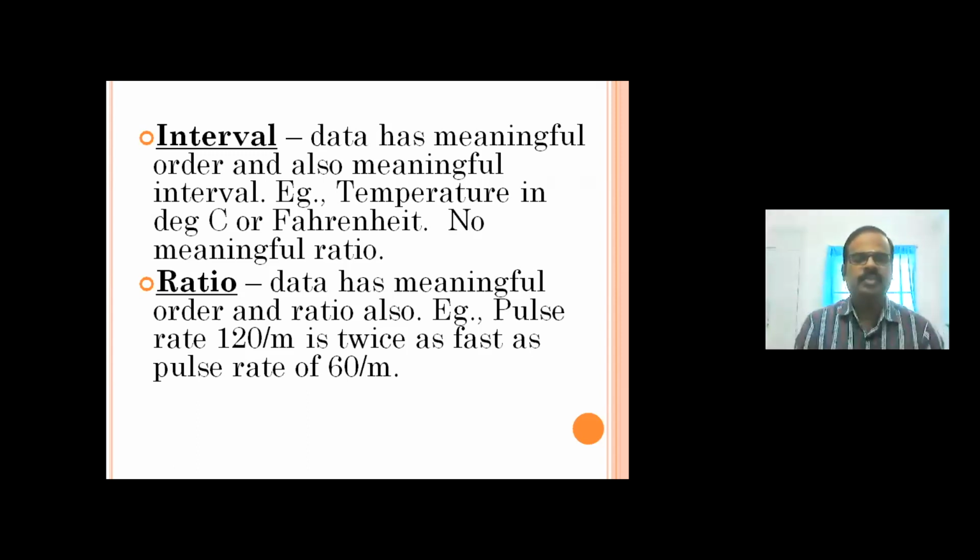But you cannot find a ratio. That is what we call interval. But when that happens, that is called ratio. So where data has a meaningful order and also a ratio, that is called ratio. So interval and ratio both are quantitative data. Say a pulse rate of 120 per minute. A pulse rate of 120 per minute is twice as fast as a pulse rate of 60 per minute. So here the data becomes measurable, it has an order, and there is also a ratio, right? So this is called ratio.